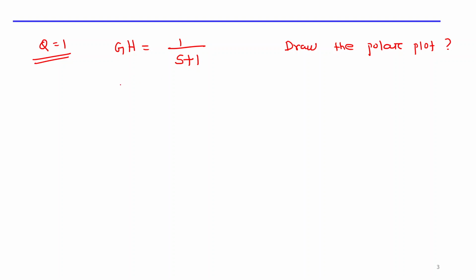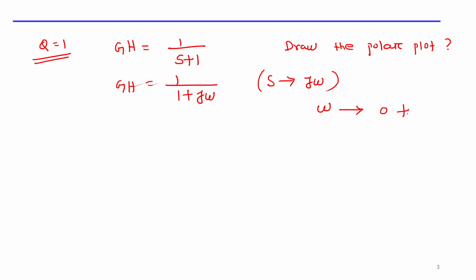G of S equals 1 divided by something, and in place of S you have to put S equal to j omega. After this, it is converted into the frequency domain. Then you have to vary your omega. Omega is nothing but the frequency in radians per second. You have to vary it from 0 to infinity.